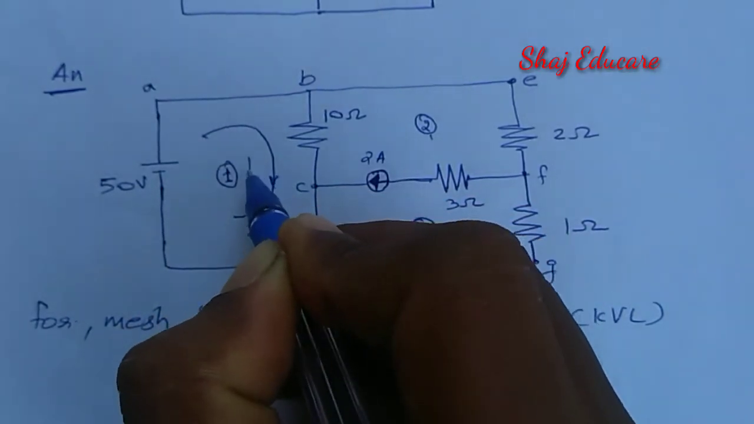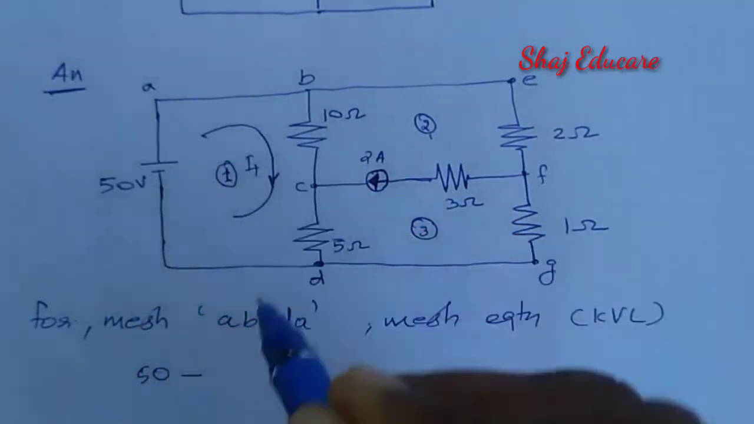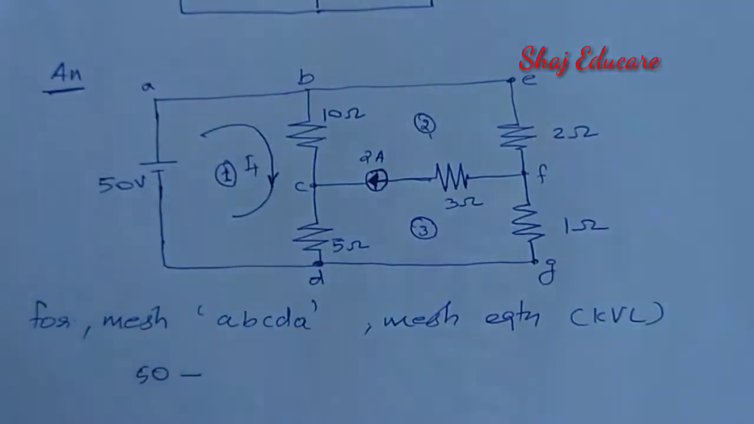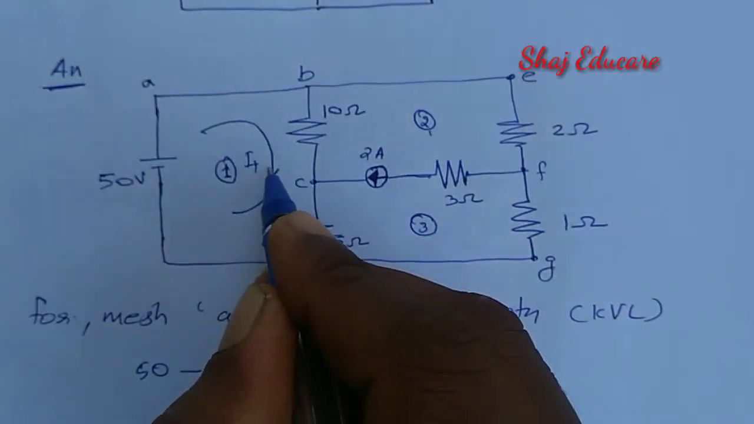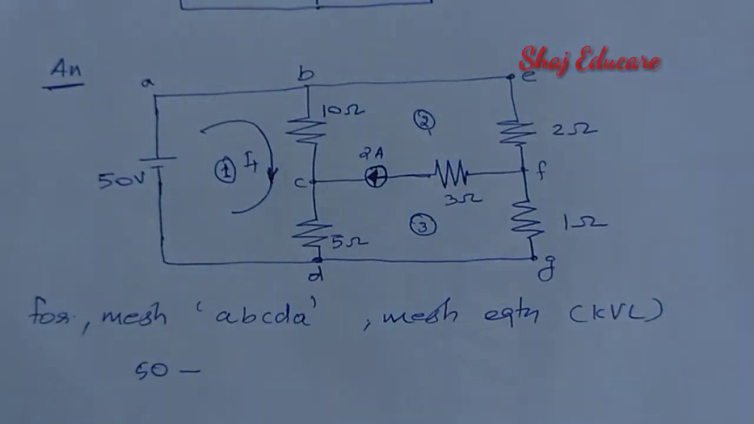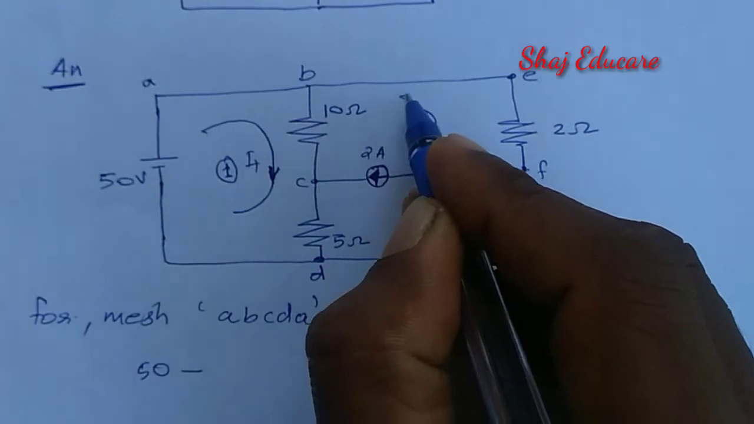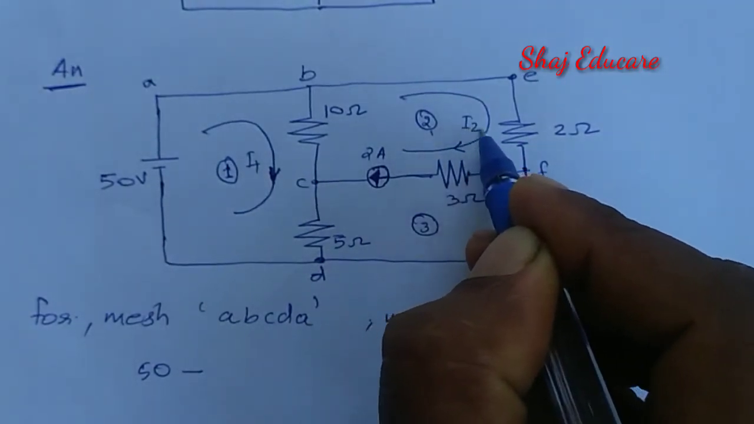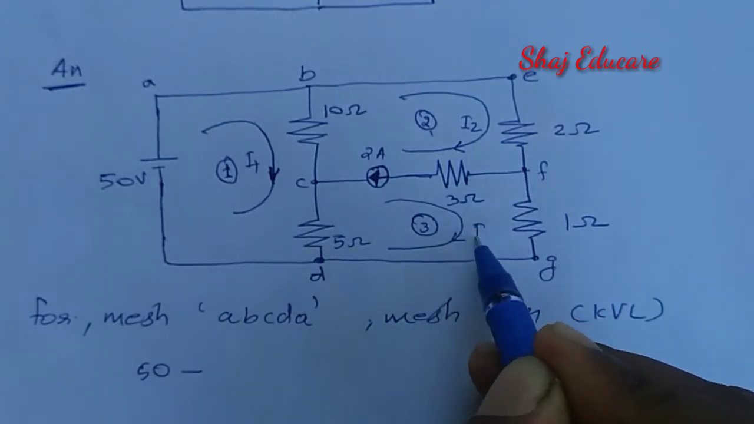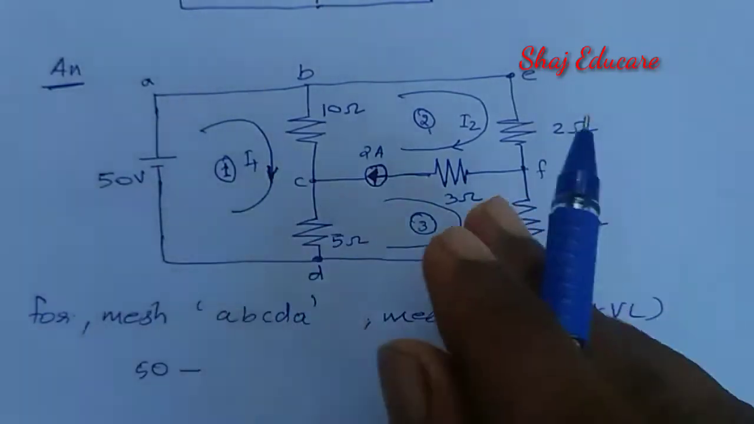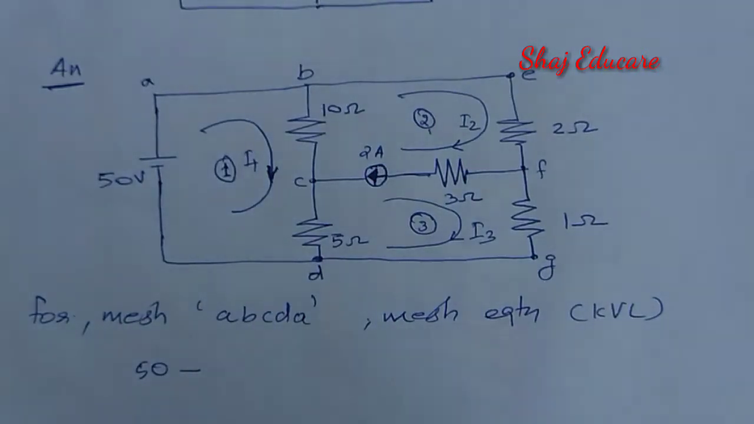Suppose the current I1 is flowing in clockwise direction. Previously, I said in the earlier video that we can take the direction of current according to our decision. That will not make any change in the final answer. We can choose the direction, whatever it may be, whether clockwise or anti-clockwise. And suppose I2 is also flowing in clockwise direction, and I3 is also flowing in clockwise direction. Let us assume the currents are flowing in clockwise direction. That doesn't make any change in the final answer. Try to remember that.